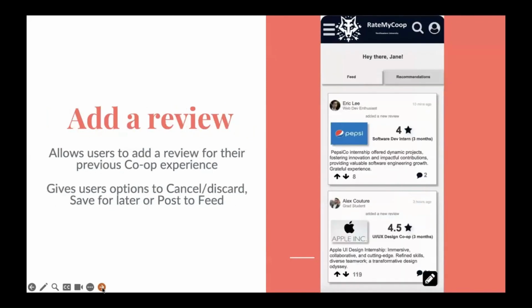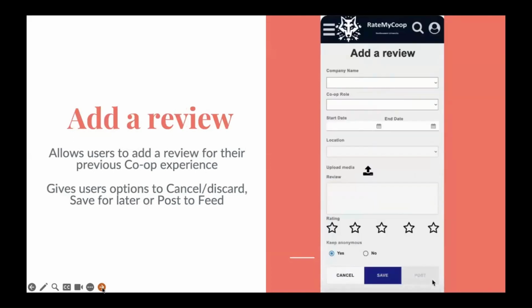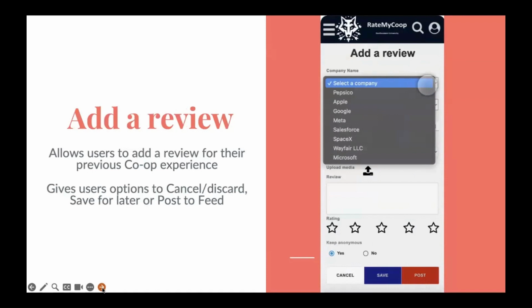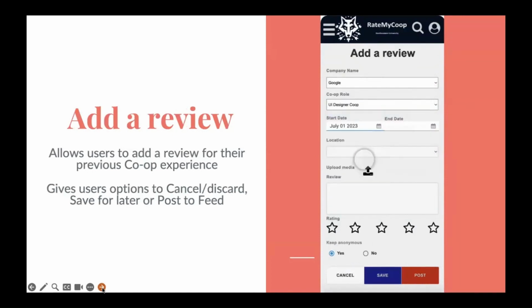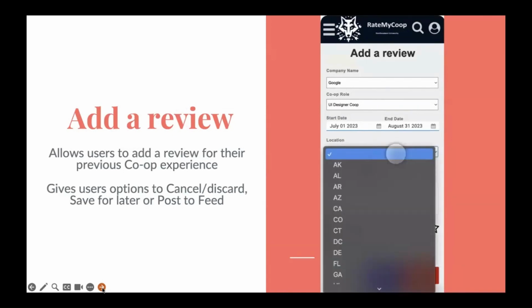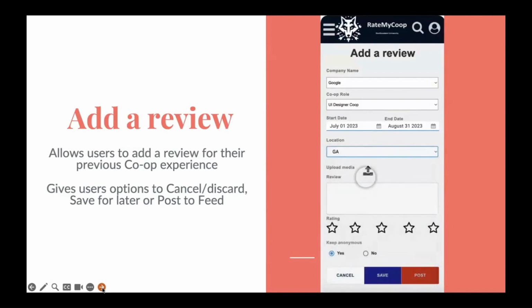Now, one of the most important features of our prototype is to enable users to upload or post reviews for their previous co-ops. To add a review in our prototype, we essentially start by clicking the add icon at the bottom, entering or selecting your company name for which you had completed a co-op in the past, the co-op role that you wanted to post a review for, the start and end dates, which help us identify the duration of the co-op, the location, which helps us in the future to filter on the basis of locations, and upload media if you want. Then add your textual review that you would like to post and share with everybody in your feed.